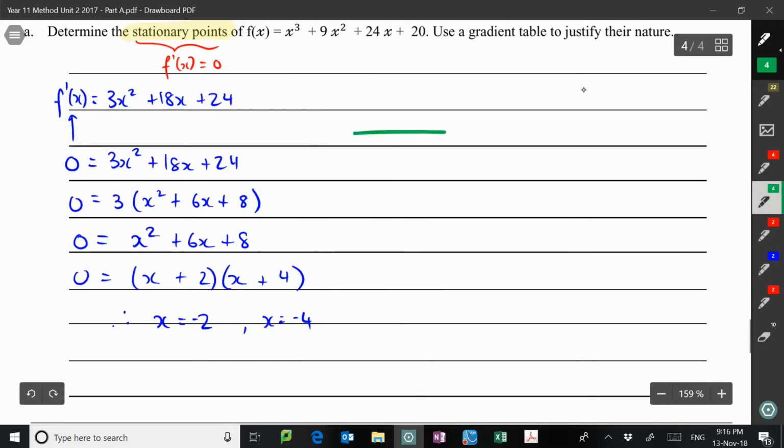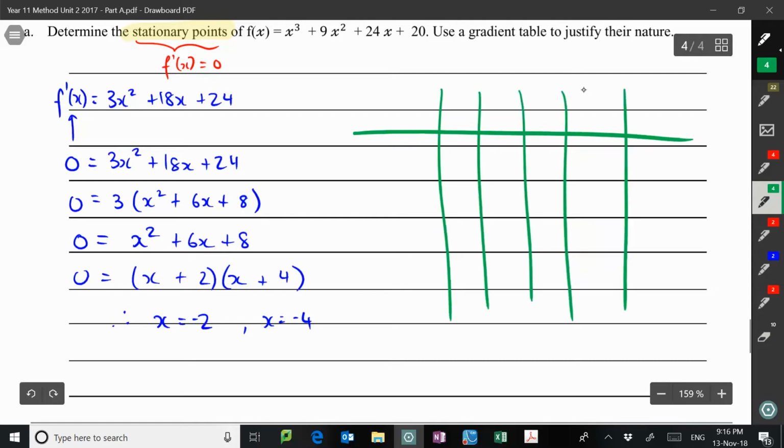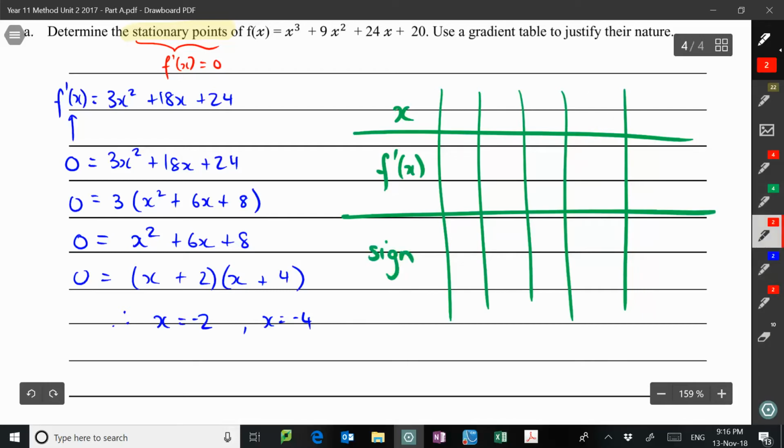Okay, now let's use a gradient table. I'm going to draw some lines down, and I'm going to start with x and dy/dx, because that's the gradient. Well, I'm going to use f dash of x, and then I've got the sign of the gradient. Now, what were my points? I found that x equals -2, so let's say -2 is here, and x equals -4, so let's say -4 is here. Notice I left a gap between each one. I know the gradient at these points is 0, so it's a horizontal line.